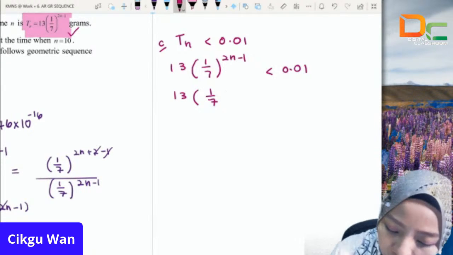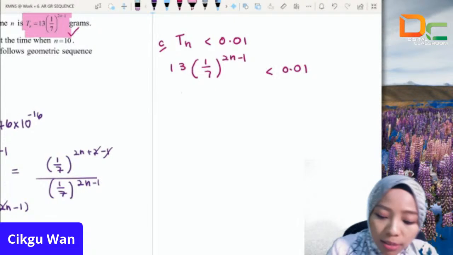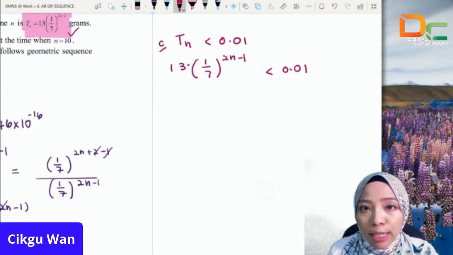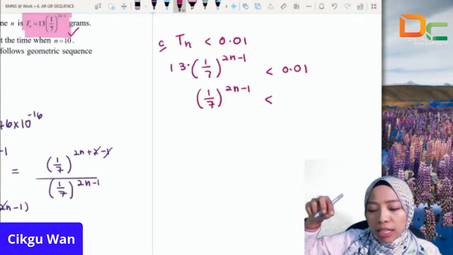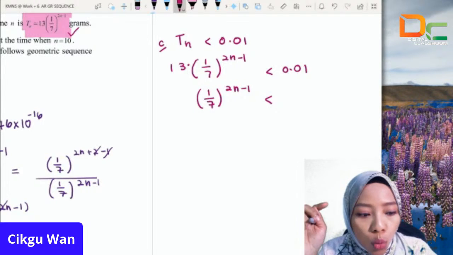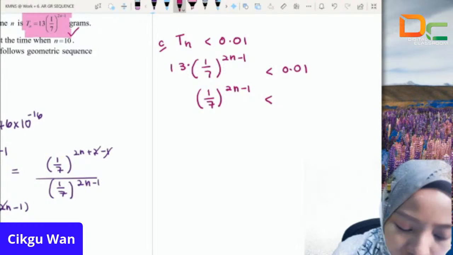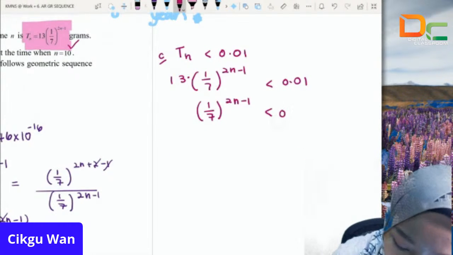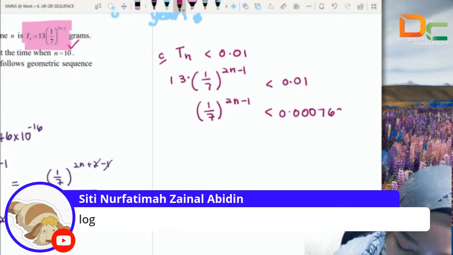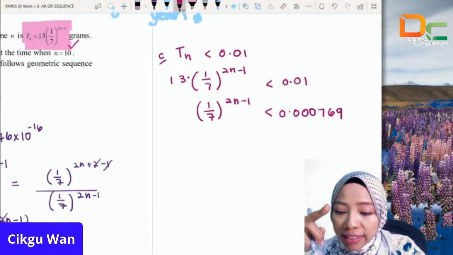So apa kita nak buat ni? Instead of I tulis balik, why not 13 tu kita bawa ke belah kanan. Sebab ini darab sebenarnya kan. Bawa pergi sana jadi bahagi. 1 over 7 to the power of 2n minus 1. Okay, please write down the value 0.01 over 13, which is 0.000769.